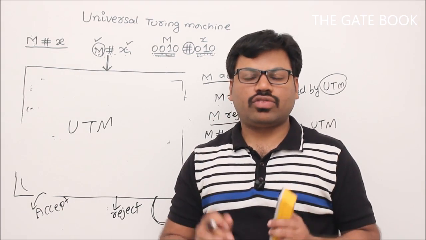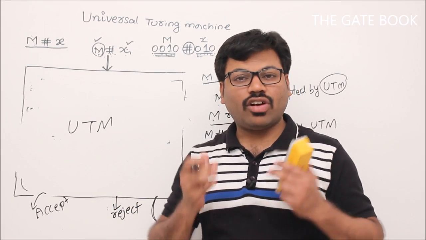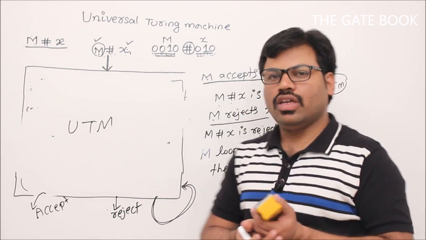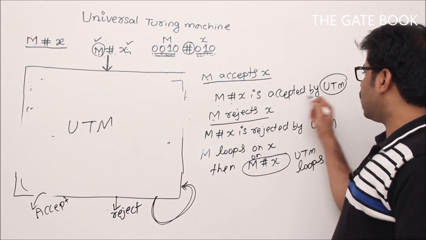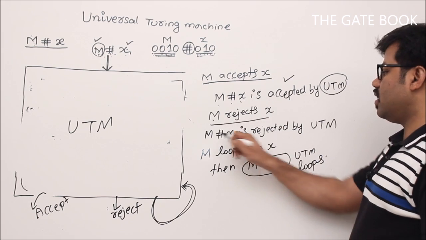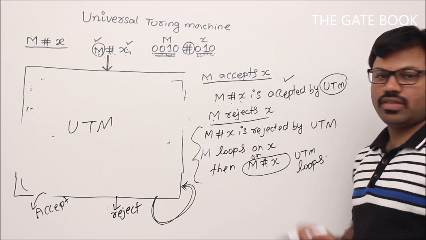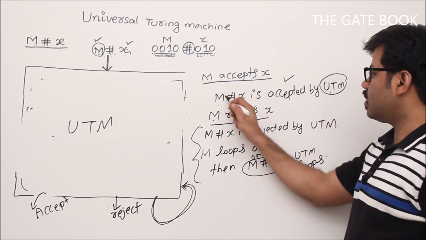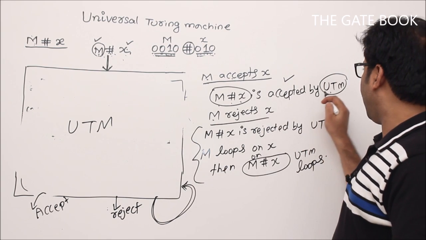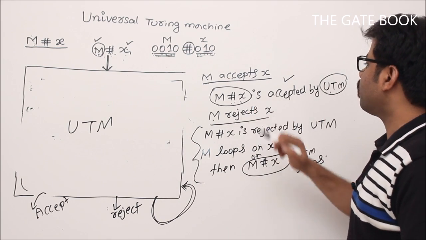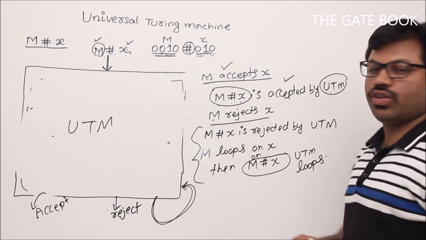Remember it. Now the question: what is the language accepted by the universal Turing machine? Very simple. Go to the accept state. We don't bother about rejection. Your universal Turing machine accepts m hash x patterns whenever Turing machine M accepts x. If M accepts x, then m hash x is accepted by the universal Turing machine.